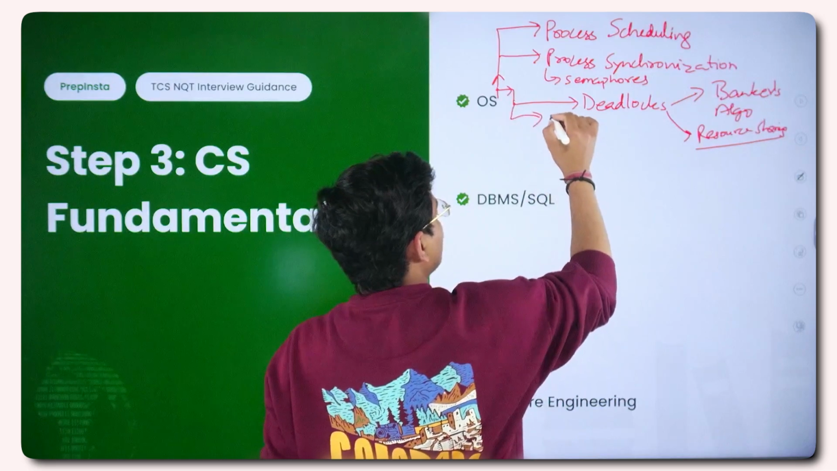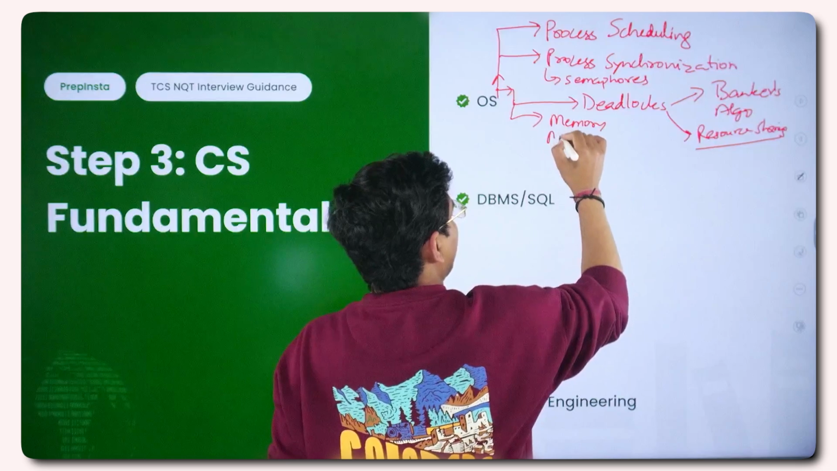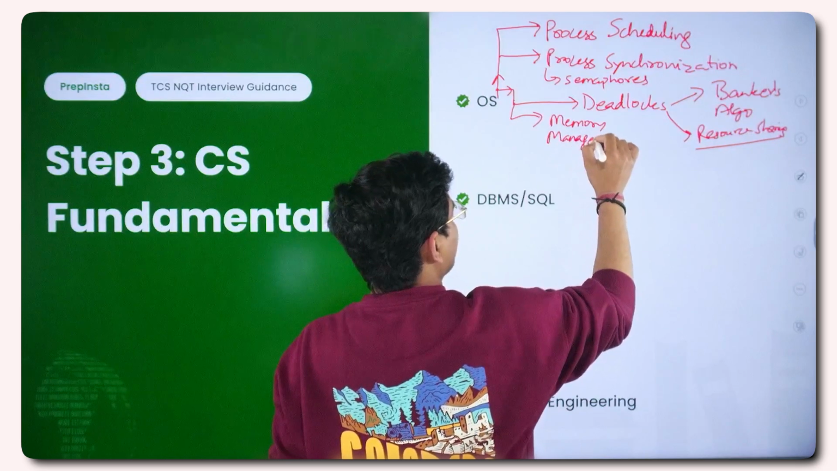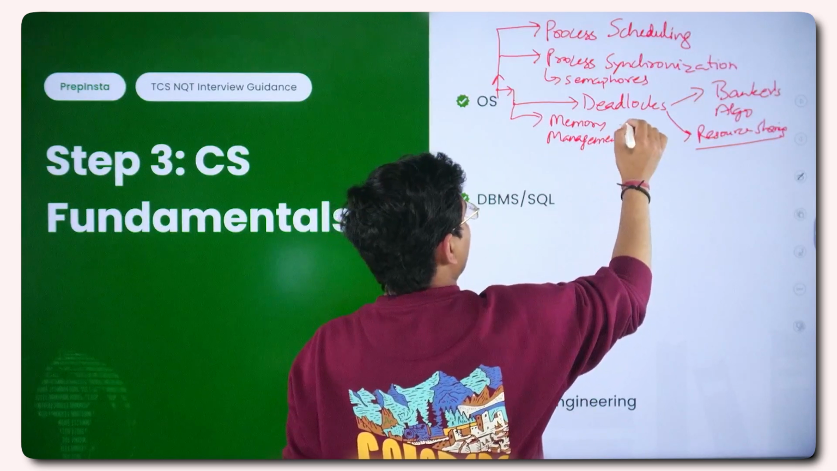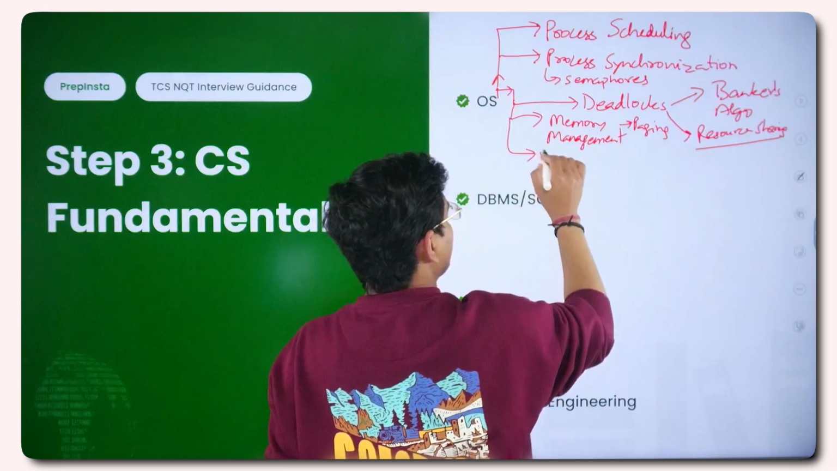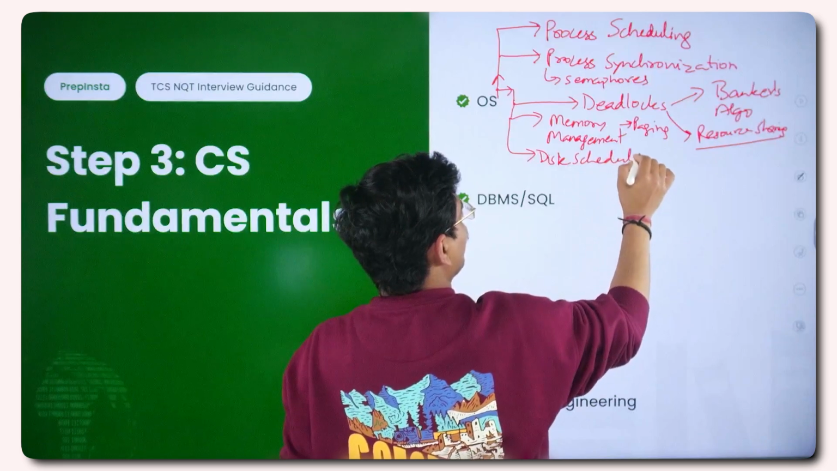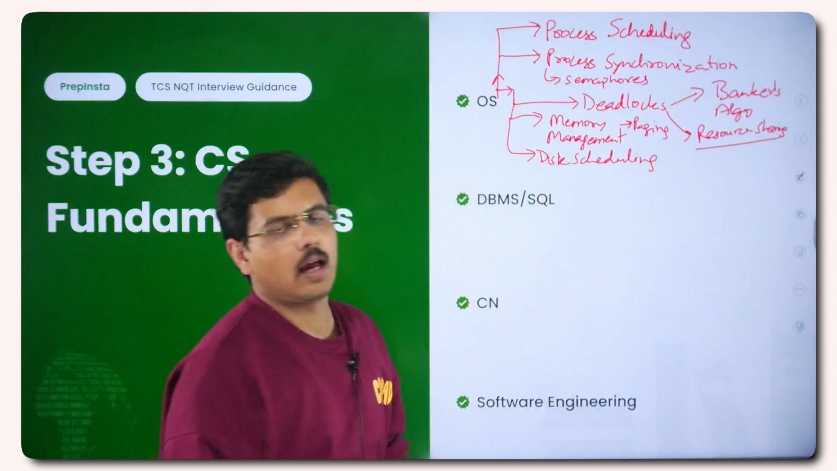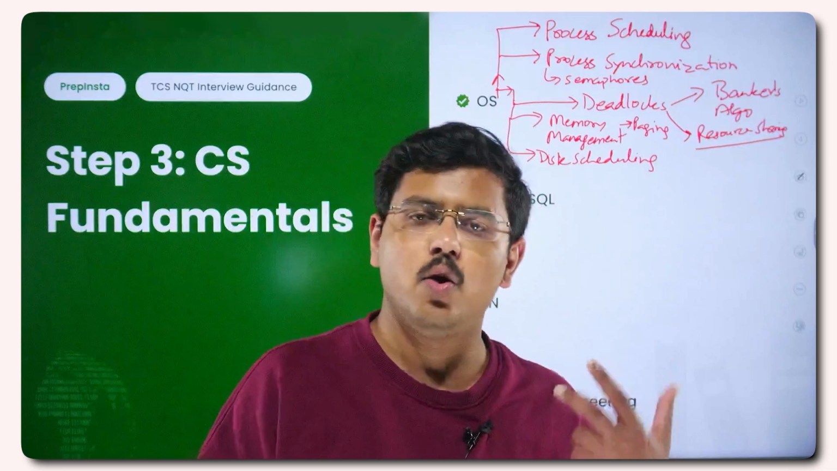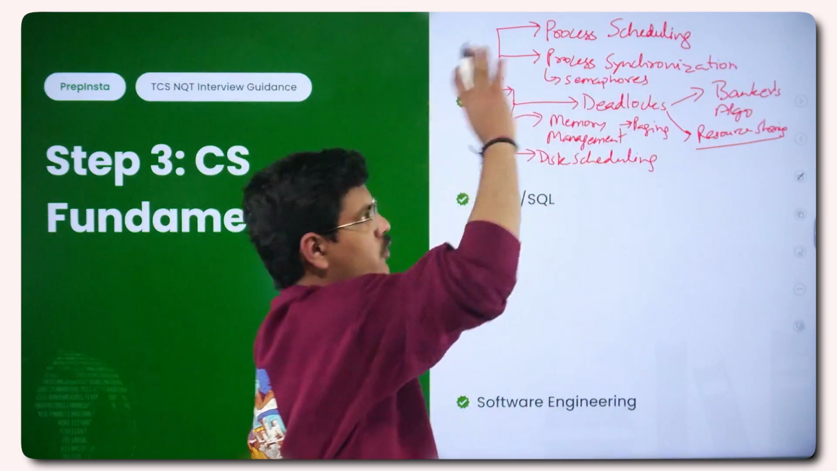and then a bit of, not a lot, but a bit of memory management. Fine. Here you should focus more on paging. Fine. And then disk scheduling. Now in disk scheduling, you should only read the prominent disk scheduling algorithms like scan, cscan, look, clook, fine, things like that. So that is pretty much for OS.